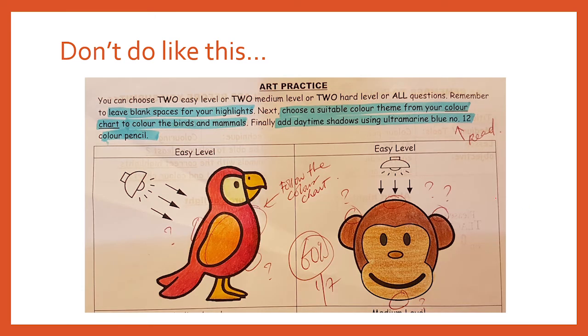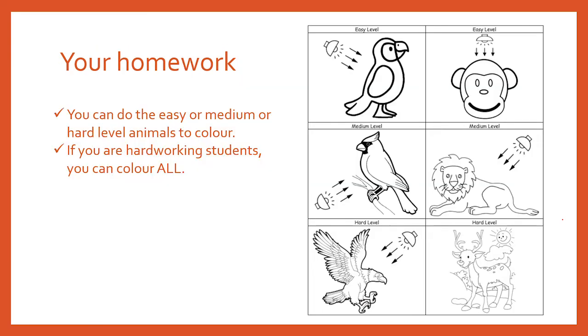Moving on. Don't do like this also. What this student did was she forgot to add the highlight. There are no shadows, and even the color is wrong. She did not use the correct color from the color chart. Again, no highlight. See, that's why I put a question mark: no highlight and no shadows. Okay, don't do like this.